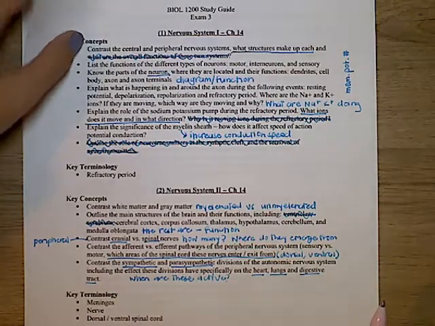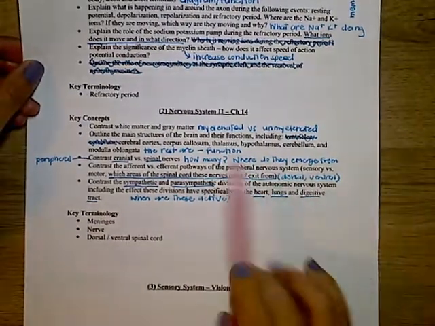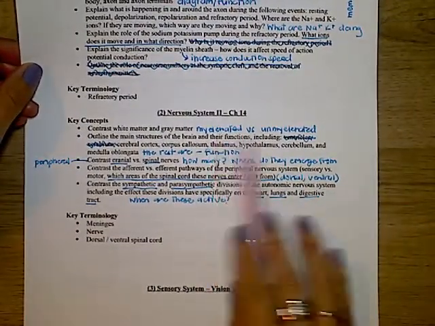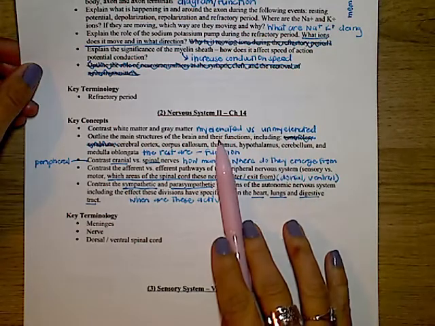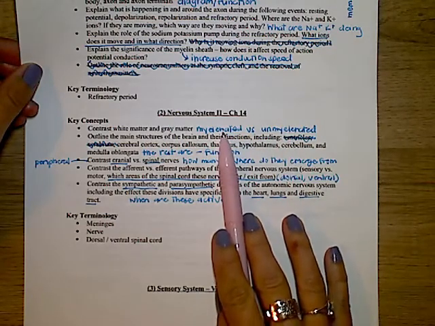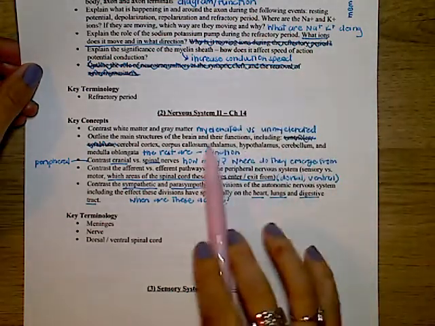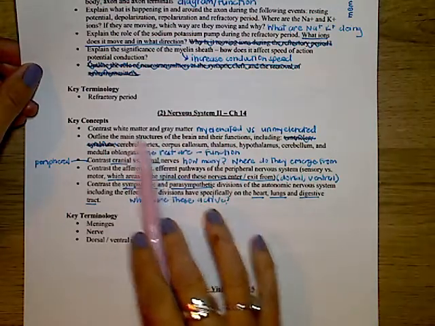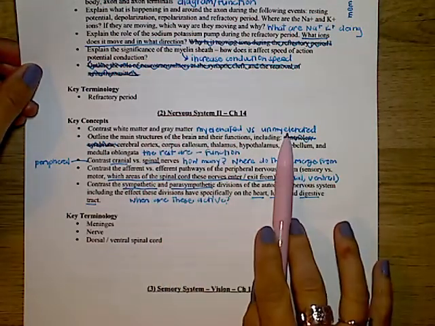For nervous system 2, contrast white matter and gray matter. The only thing you need to know on that one is which of those are myelinated and which are unmyelinated. So if you remember the cells that wrap around, I don't know if we covered this or not, but they're called the Schwann cells that wrap around the axon. They have a whitish color, so if it's white matter, they will be myelinated, and if it's gray matter, they are not myelinated.